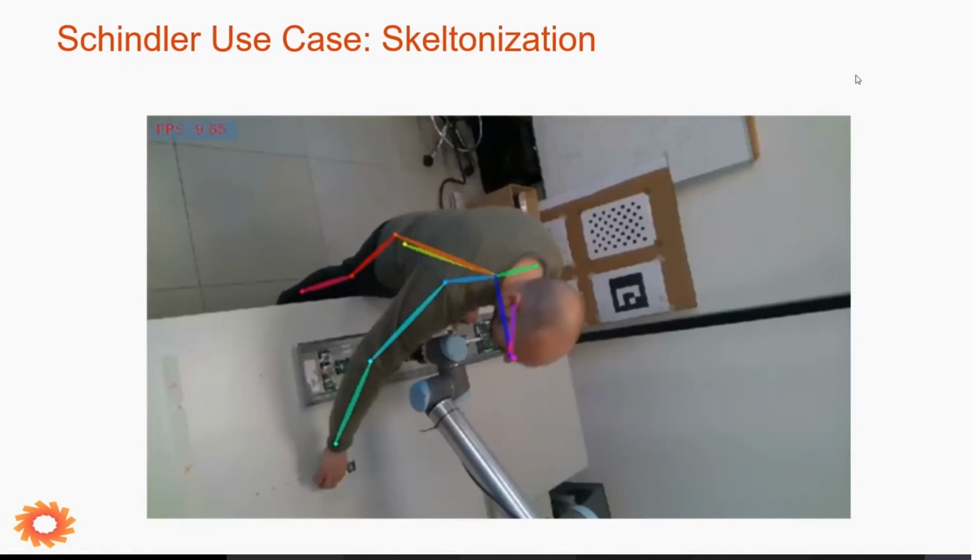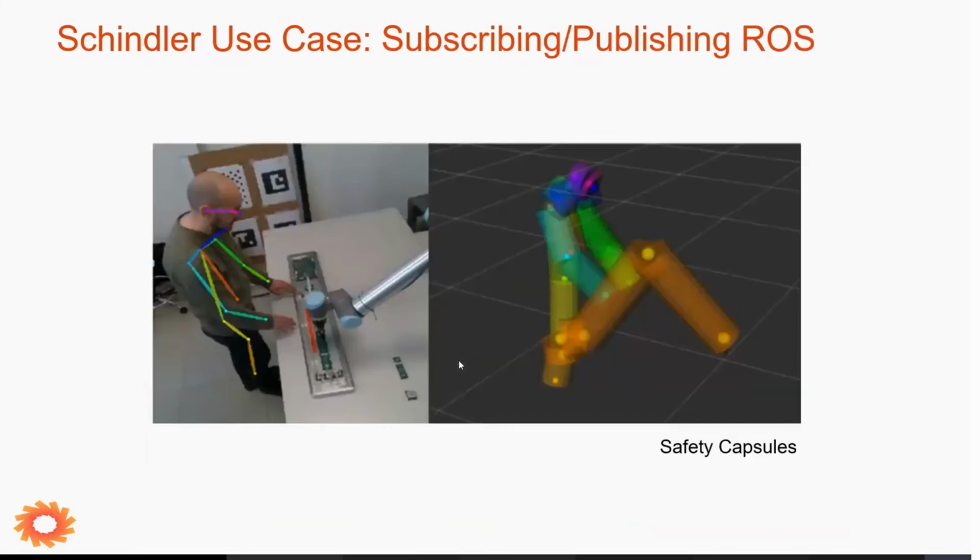Okay, here we have an example from the Schindler use case. This is a test scene of the Schindler use case with a human being working on an elevator button panel in collaboration with a UR10 robot. So here you see the skeletonization applied. On the next one, you see again the skeletonization applied, and as I said before, through publishing the skeleton and then further processing it, in the end you see this final result. This is the 3D human skeleton.